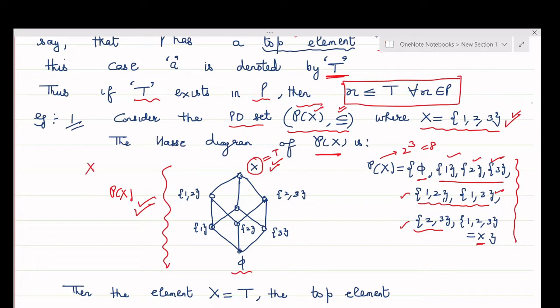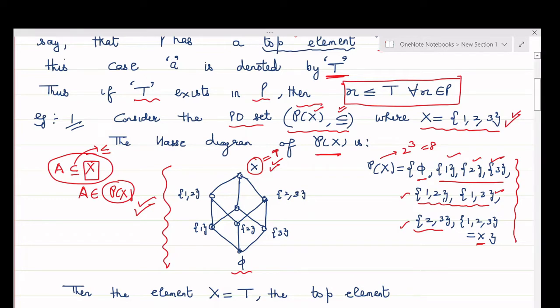So capital X is behaving like the top element, because this capital X is an element in the power set of X such that if you take any element A belonging to the power set of X, then A will be contained in X, or smaller than X, because in this case the relation ≤ is containment. So every element A is smaller than X. So the whole set X is behaving like the top element. This is the top element T in the POset, power set of X.